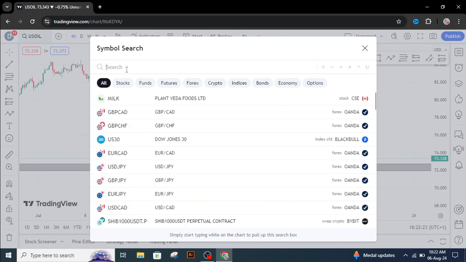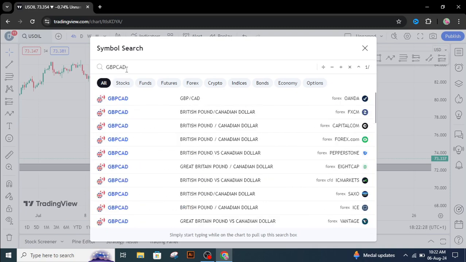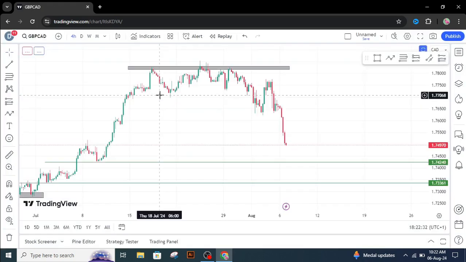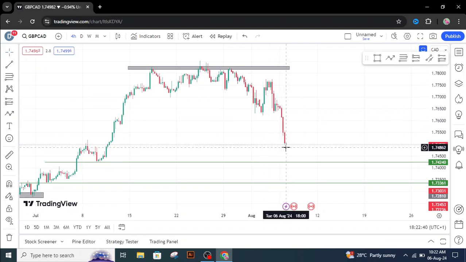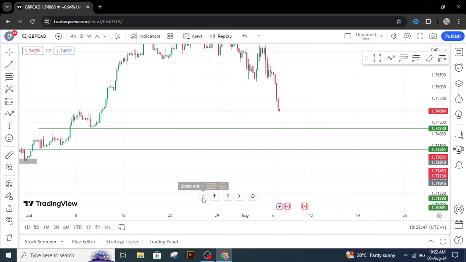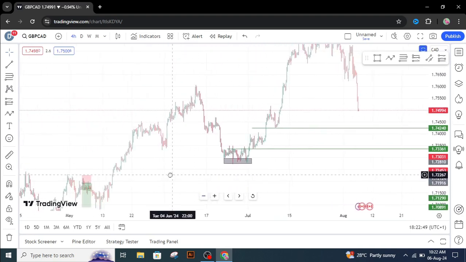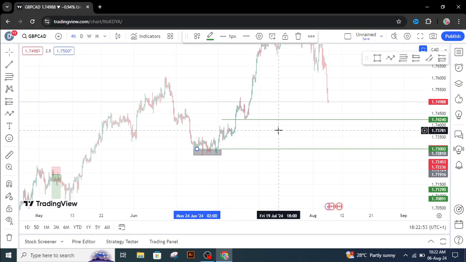GBP CAD. Let's go back to GBP CAD so that we can see. That is exactly what is going on now. You can see GBP CAD is already dropping because oil is about to shoot up, which means that this drop is going to be significant. It's going to go a long way. We may be seeing a drop to this point.